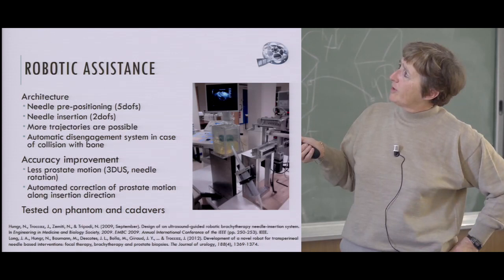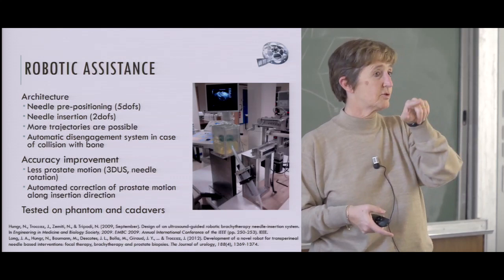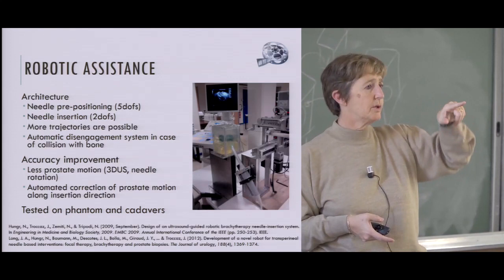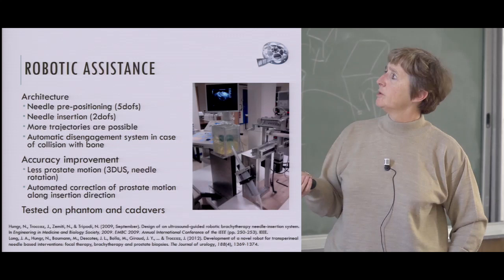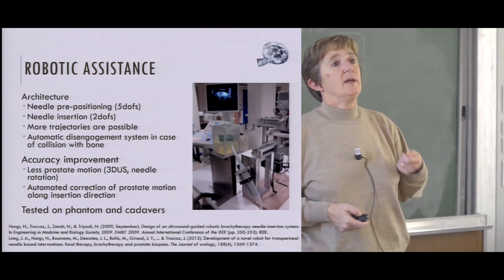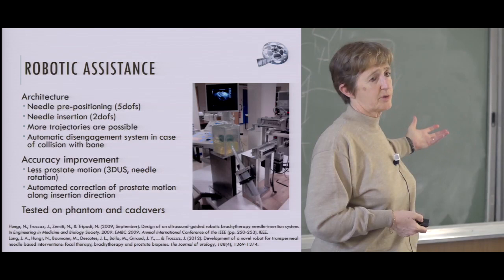In fact, with the template you have seen, you have a finite, discrete number of possible trajectories with discrete positions. With the robot, you can make any position, and you can also orient the needle, so that gives much more freedom. But what is most important is that this system is connected with image processing, like for the biopsy. When you insert the needles into the prostate, there is deformation and motion of the prostate, and using this kind of software, you can compute how the prostate has moved or been deformed, and you can correct for it automatically with the robot.